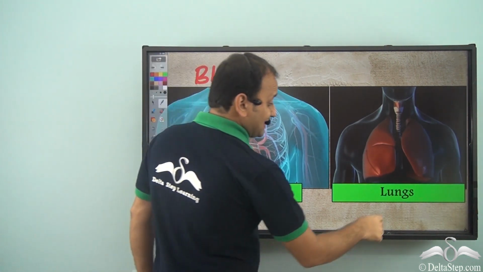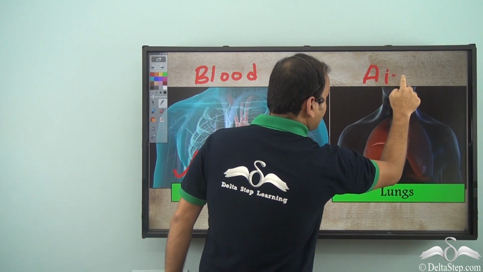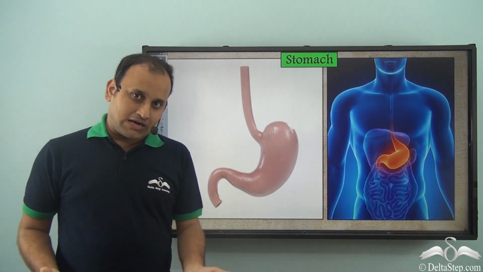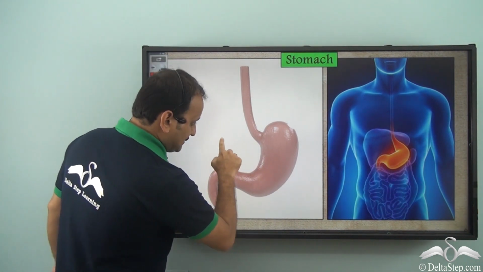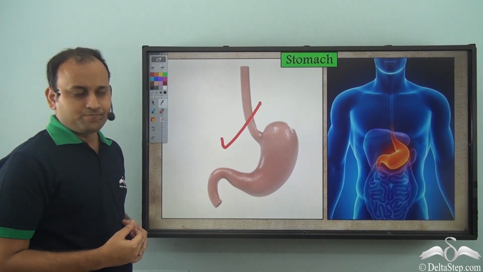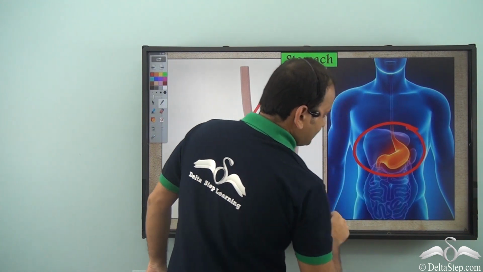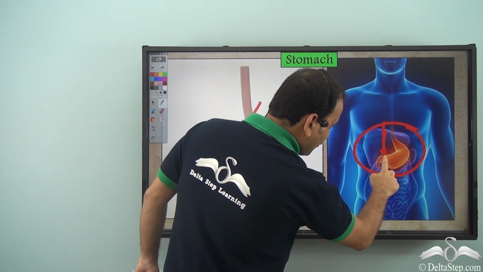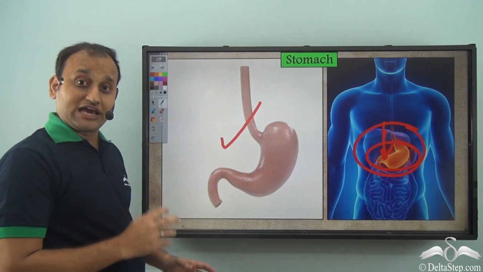And then there is lungs, which pumps air. Now, next comes the stomach. Now, stomach looks something like this. It is a bean-shaped sack-like thing. Now, it is located here. You can see the location. So, once the lungs are over, you move down and here is the stomach. So, this is the location of stomach.